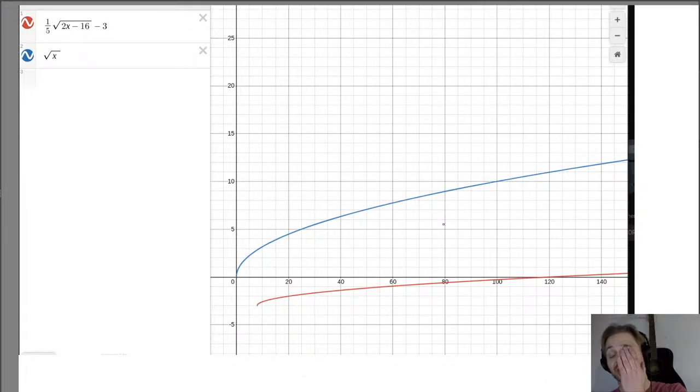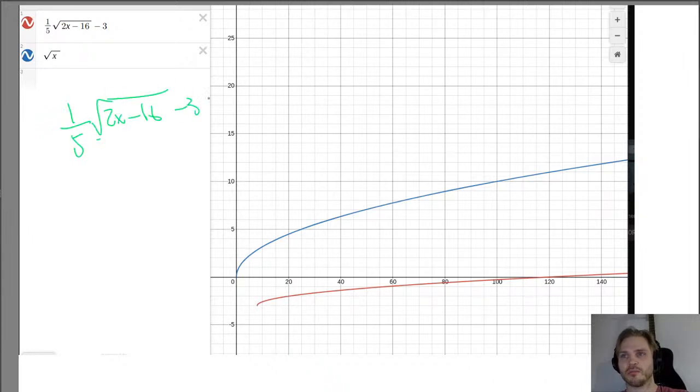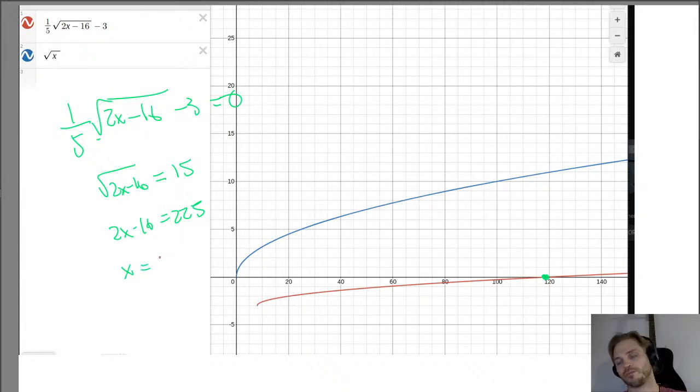Okay, so here's your graph. Basically what I did was I calculated the zero, whenever 1/5 root 2x minus 16 minus 3 equals 0, I was trying to find that number. So you add 3, multiply by 5, you get root 2x minus 16 equals 15. Square both sides, 2x minus 16 equals 225. Minus 16 divided by 2, x equals, what is this, 209 over 2, so it's like 100 something.